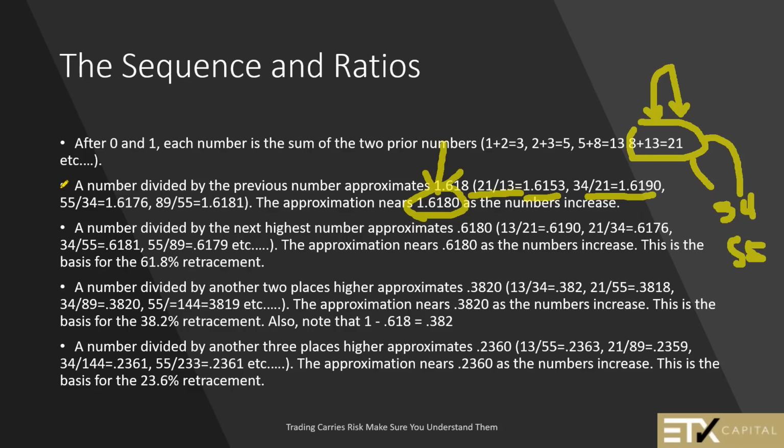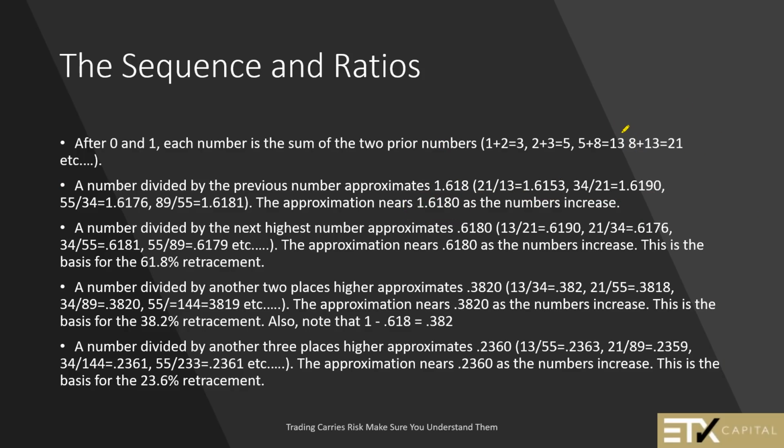But once we go from there, we can take the 13 and the 21 in the sequence, and we reverse the division. We take the 13 and divide it by 21. So we take this number and divide it by the next number. And that's always going to give us a number around 0.618 or 0.619.